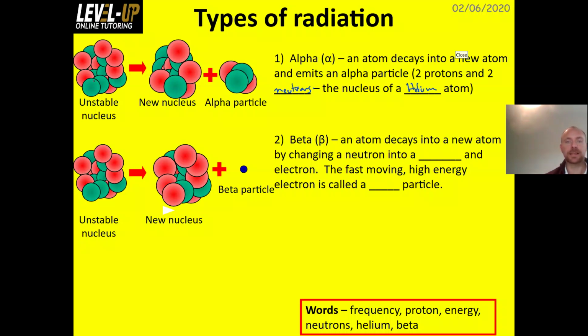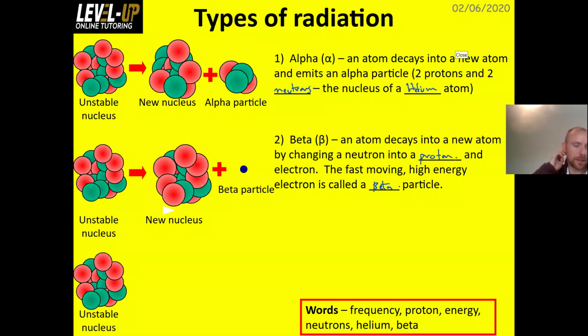So this time it says beta, an atom decays into a new atom by changing a neutron into a proton. Yeah, the neutral neutron turns into a positive proton and a negative electron. The fast-moving high-energy electron is called a beta particle.